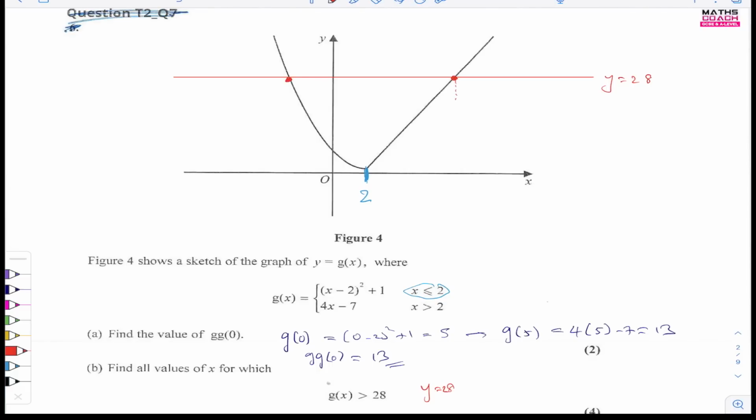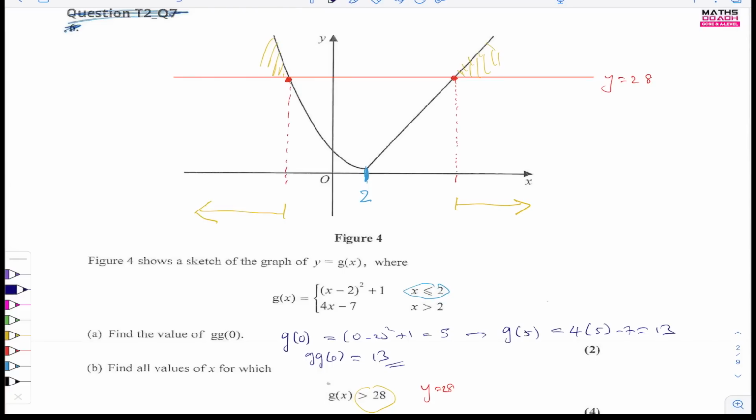So let's suppose we knew what these points were. So we had the x value here and we had the x value here. Now the inequality is showing us that we want the g of x graph to be above the y equals 28 graph. So our g of x is above the 28 graph for x values which are towards the right side of the point of intersection. The g of x graph here is above the red line for these x values, and our g of x graph is above the red line on the left side for x values on the left side of the point of intersection.